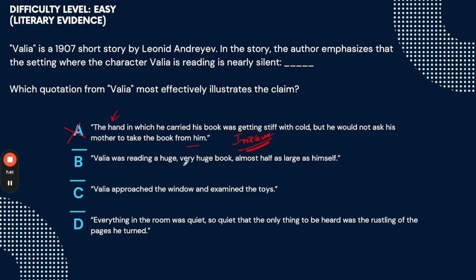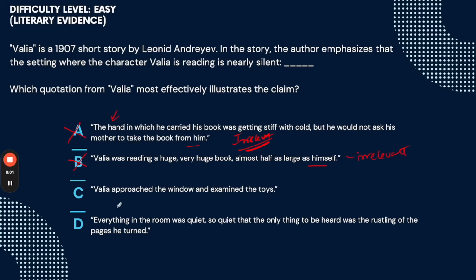V was reading a huge, very huge book, almost half as large as himself. How huge the book is, right? This is what the option is telling us. This is again not about the setting being silent, right? So I will eliminate this. Again, the reason is going to be that it's irrelevant to the claim.